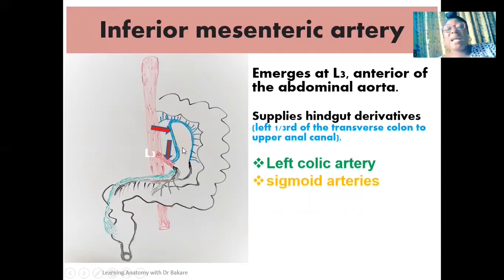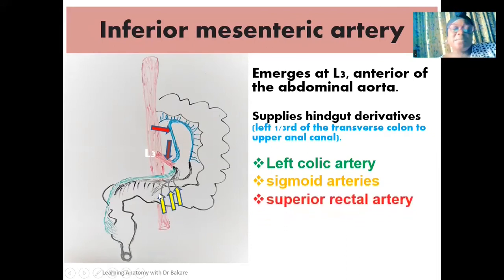And the next branch are the sigmoidal arteries, and these are the sigmoidal arteries highlighted in black. It's usually between 2 to 4 branches that emerge as the sigmoidal artery, and where they supply is the sigmoid colon. So you see them going to supply the sigmoid colon of the large intestine.